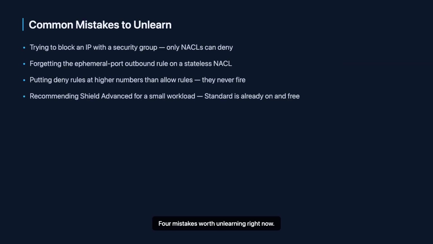4 mistakes worth unlearning right now. First, trying to block an IP with a security group. Security groups can't deny, only network ACLs can. Second, forgetting the ephemeral port outbound rule on a stateless network ACL, which makes replies vanish into the void. Third, numbering deny rules higher than the allow rules they're meant to override, which makes them dead code. And fourth, recommending Shield Advanced for a small workload when Shield Standard is already on, already free, and already absorbing the everyday floods.